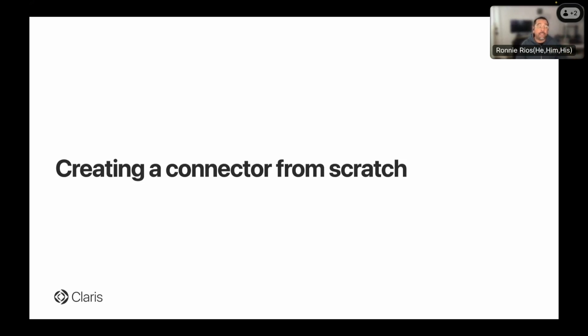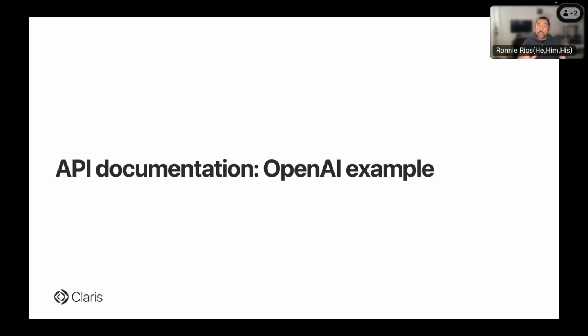But now we're going to dive a little bit deeper, and we're going to create a connector completely from scratch. So the first thing that we need to do is get information from the API, right? The documentation for the API that we want to build the connector for. So let's say for this example, we are going to build a custom connector for OpenAI. It's become a very popular application, and their API is very well documented. So it should be really fun to create a connector for OpenAI.